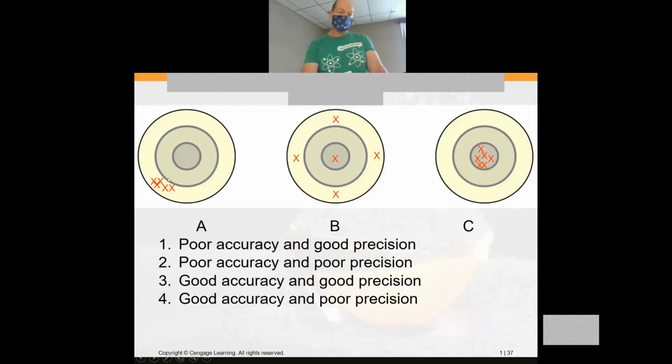All right, so again, good precision, poor accuracy. This has poor precision, all over the place, but the average here is the center. So when you're doing a lab, that would be the right answer when you took the average of all those. And of course, here is good precision and good accuracy.